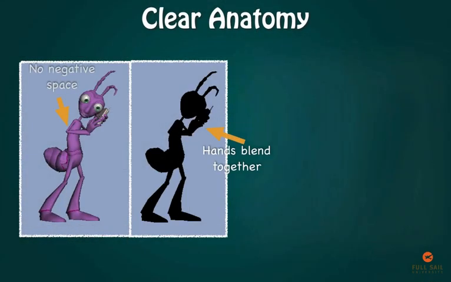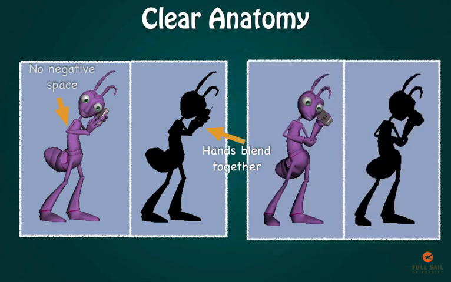Notice how the hands all bunch together and it's unclear what each arm is doing. Without some negative space around the elbow, it's difficult to tell which arm is which in the silhouette.